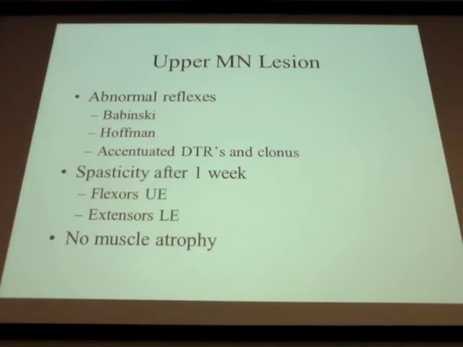The other thing is, because the lower motor neuron's fine, you get no muscle atrophy. So you're paralyzed, you're spastic, but the muscles remain normal in terms of their mass. Your brain can't control them, but the muscles don't atrophy.